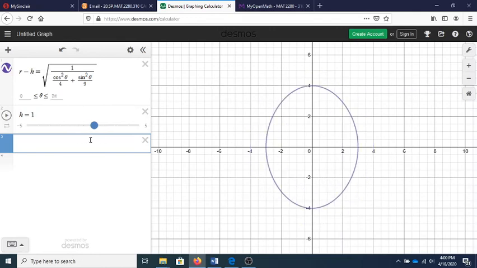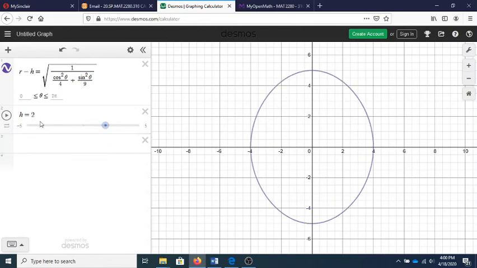Because it's making r bigger. It's pushing everything further from the origin. Think about it. When h is 2, this says r minus 2 equals this stuff. But if I solve that for r, that would be putting a 2 over on the right hand side, and it basically just makes all the r values increase by 2.